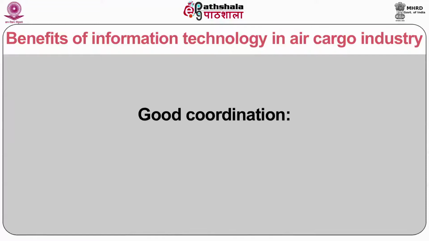The second one is good coordination. Information technology allows better coordination between aircraft, airports, and other stakeholders. With the help of information technology in the air cargo industry, the coordination and information exchange between service providers can be made easy. Airline companies can ensure better functioning of information systems, identifying and tracking of aircraft, aircraft safety and security, and regional cooperation.